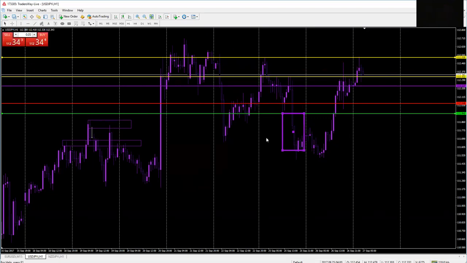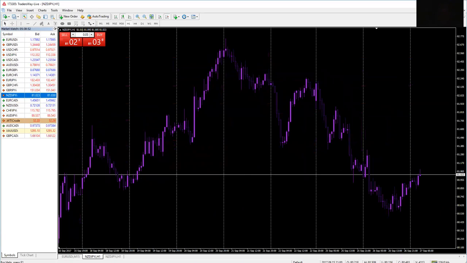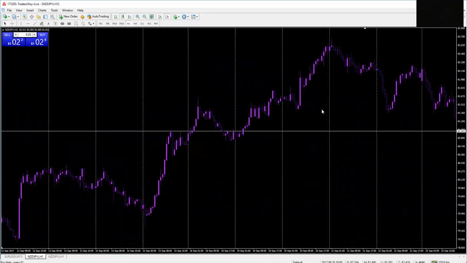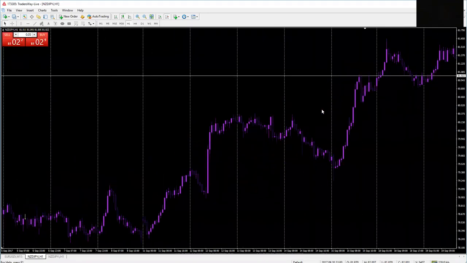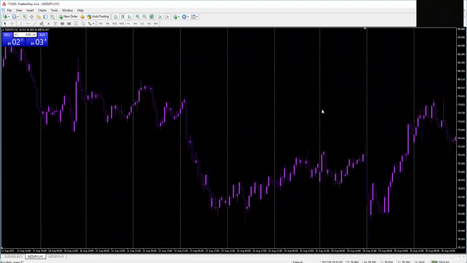Now I want you to try it again, this time without my assistance. So pick another pair. I just want to show you that this works on every pair. Just drag it over to your chart. I love GBP pairs, so it works amazing with GBP pairs because those pairs explode. So just scroll randomly on your chart. I'll tell you when to stop. 5, 4, 3, 2, 1, stop.